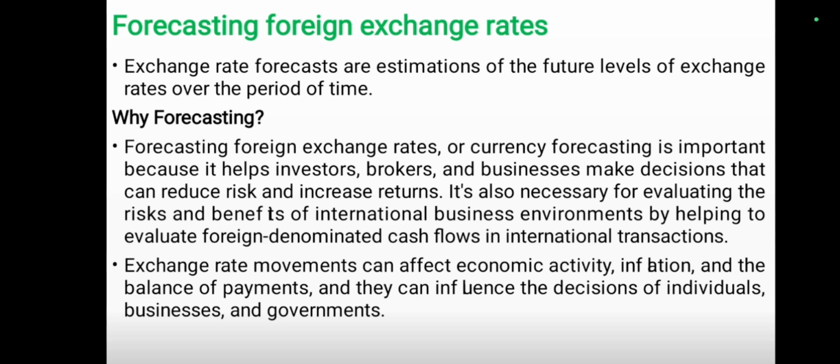So you can see exchange rate movement can affect economic activity, that is buying and selling, and inflation is also a part of this. Based on inflation also, the foreign exchange rate will fluctuate. And even in the balance of payment and export import, at every stage the estimation is very much important to reduce the loss or to do risk management.